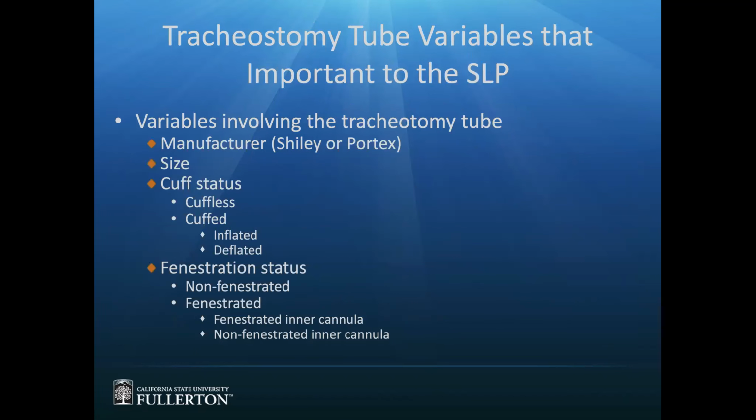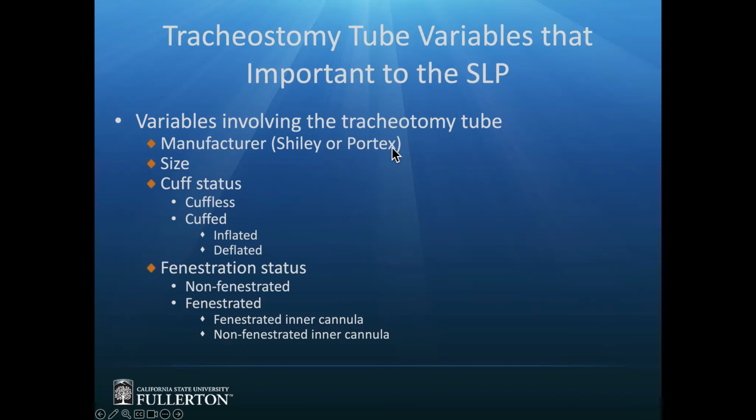So we've gone through these variables, and what will tend to happen is when you do your initial eval, you deflate the cuff if they have a cuff, or they already have a cuffless one, and then you see if they can talk around it or pass air around it. And if they can't, and you try to use the Passy-Muir speaking valve and they can't do it because they're not passing enough air through the larynx, you start to change the number 8 to a 6, which is about the smallest you can do on an adult.